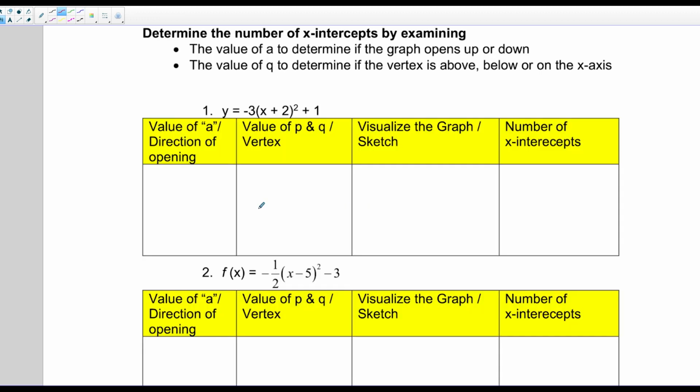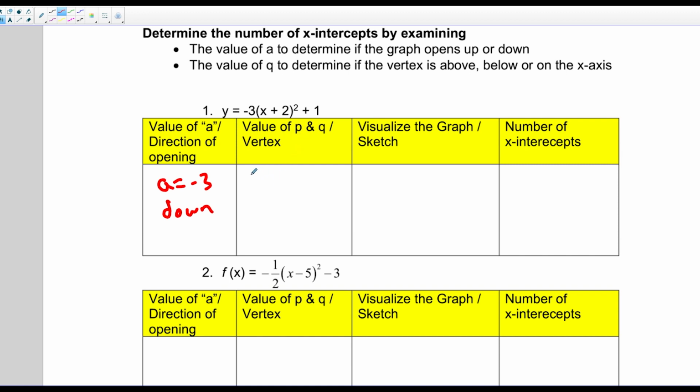So the next thing that we want to do is determine the number of x-intercepts by examining the a and q parameters to help us figure out exactly how many x-intercepts we're going to end up with. So in this first example, we have y is equal to -3 times (x plus 2) squared plus 1. So in this case, a is equal to -3, which means that your parabola will open downwards.